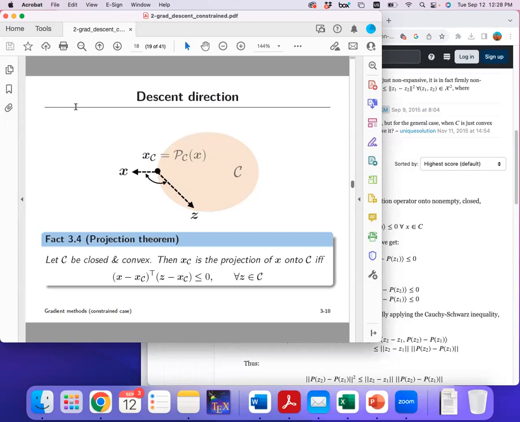So if you have a closed convex set and can you guys just keep quiet?